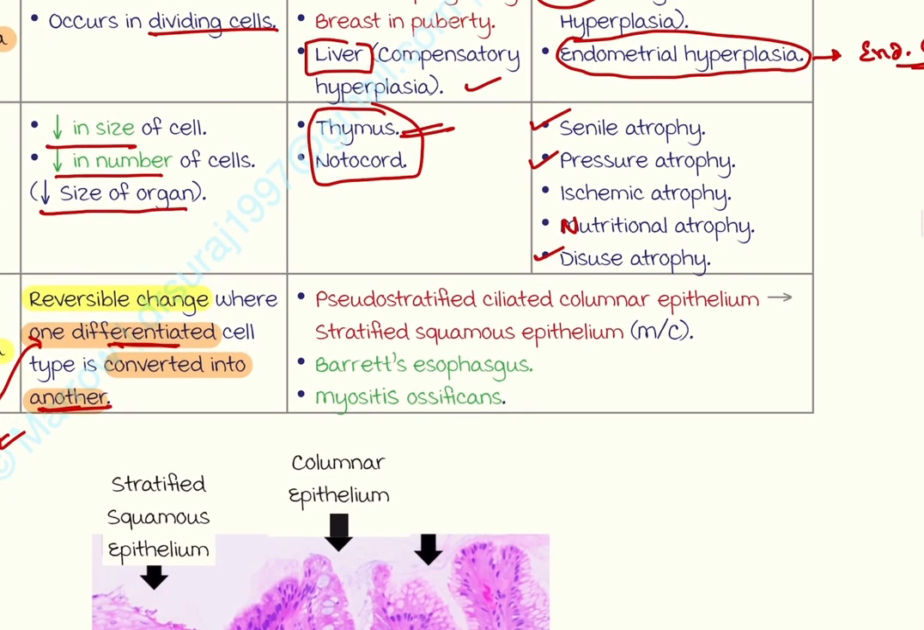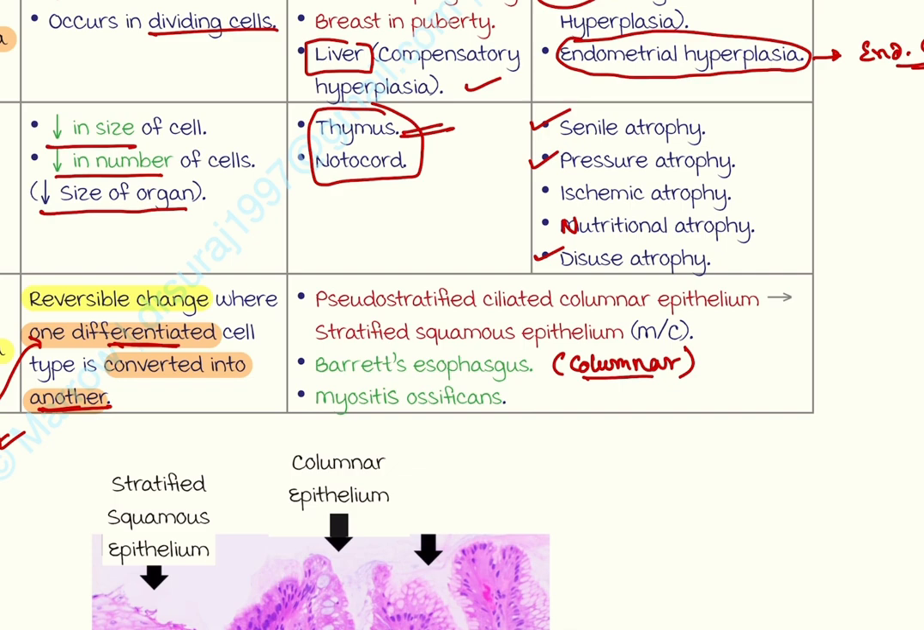So we can give Barrett's esophagus as an example. Barrett's esophagus is columnar metaplasia. Whenever I say something metaplasia, that means the change to that type. Columnar metaplasia means it is changed to columnar epithelium. If I say squamous metaplasia, that means the epithelium has changed to squamous epithelium.